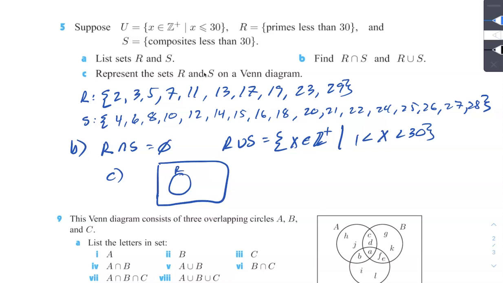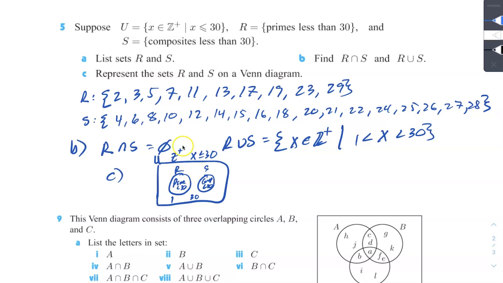Here's R, here's S. I'm just going to put prime less than 30, and composite less than 30. And then my universe is Z plus, where x is less than 30. So the only thing that's not in either of these is 1 and 30. So that's on the outside.